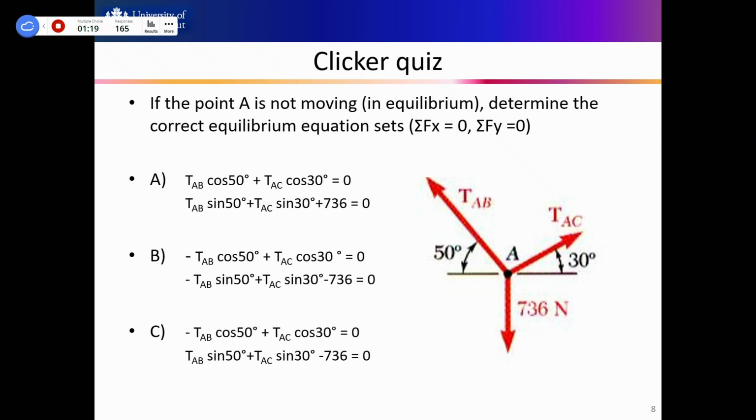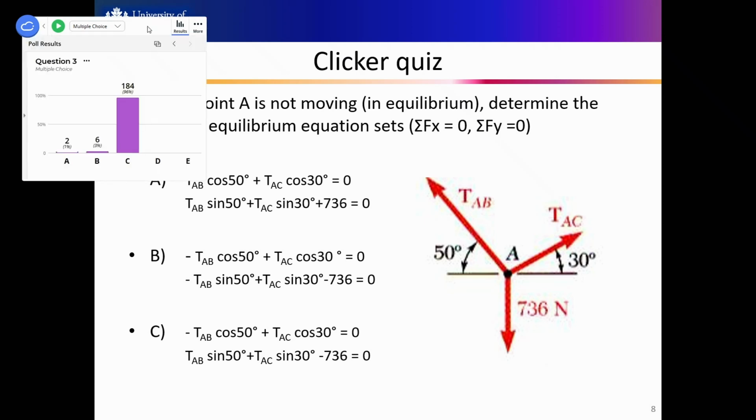Yeah, I close at 1 minute and 30 seconds. Okay, 1:30. Okay. There, yeah. So we have C, the most votes is C.